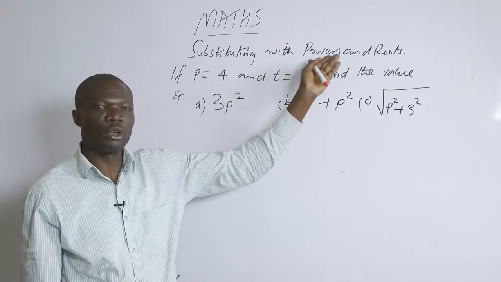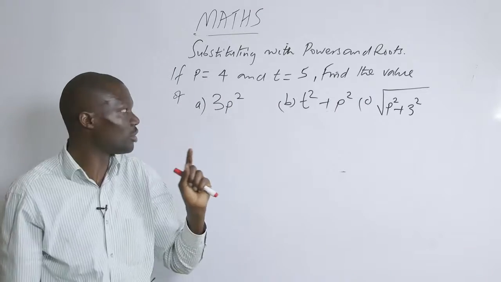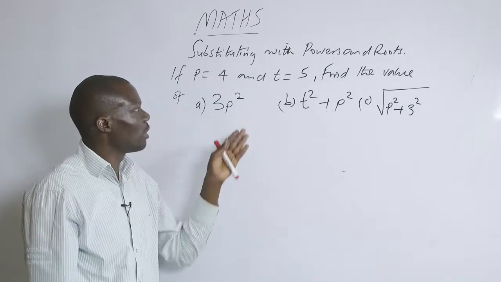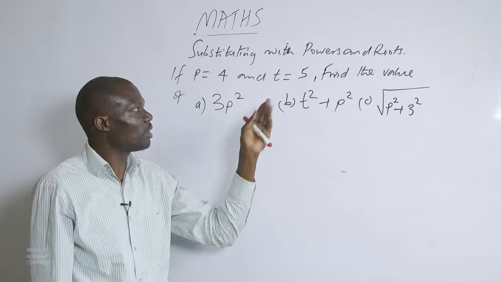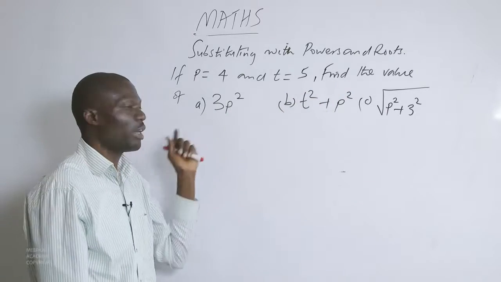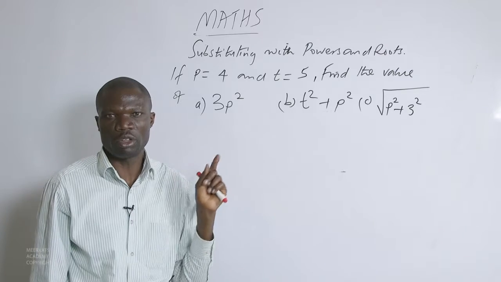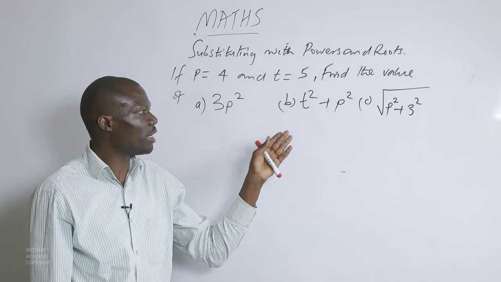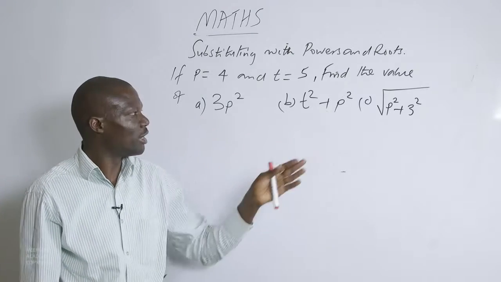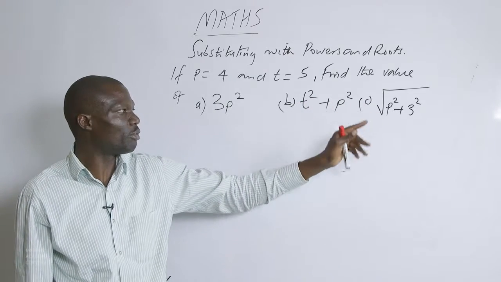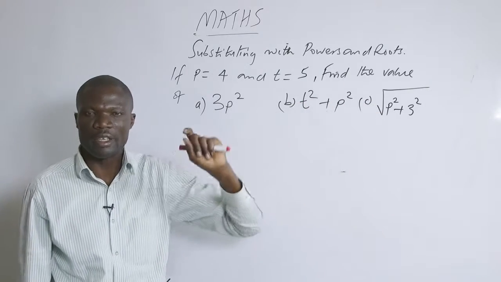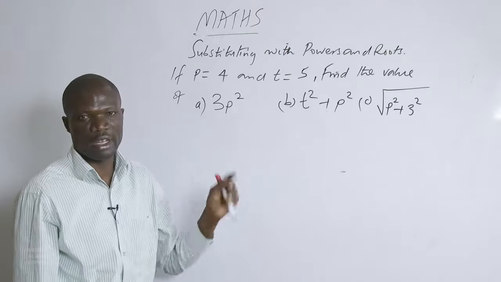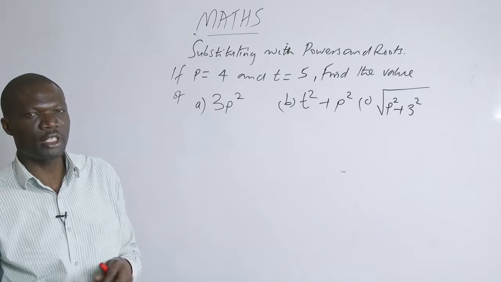Now, we are going to deal with powers and roots. If P is equal to 4 and T is equal to 5, find the value of A, 3P squared, or 3P power 2, and B, T squared plus P squared, C, root of P squared plus 3 squared. That's our question. We have the question for the roots, and we have others as powers. So let us look at the first one.